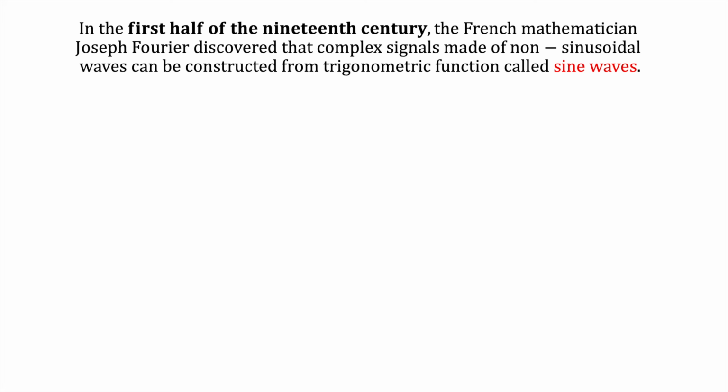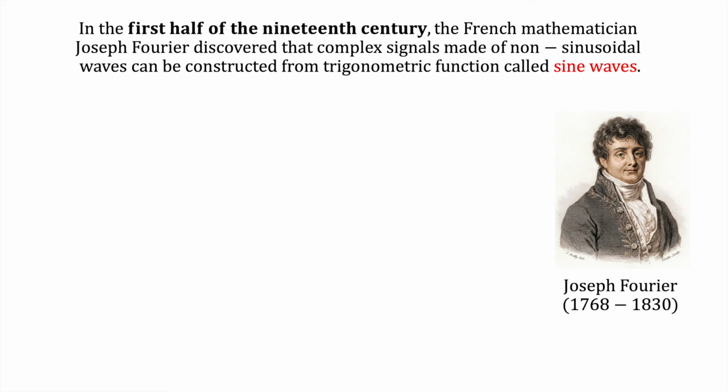In the first part of the 19th century, the French mathematician and physicist Joseph Fourier discovered that complex signals made of non-sinusoidal waves can be constructed from trigonometric functions called sine waves. This discovery is considered one of the greatest in the history of mathematics and has had a profound effect on the information and communication technologies of the 20th and 21st centuries, as it is the basis of signal processing.